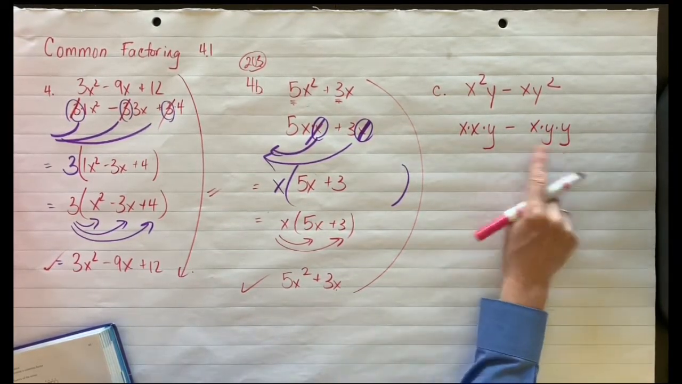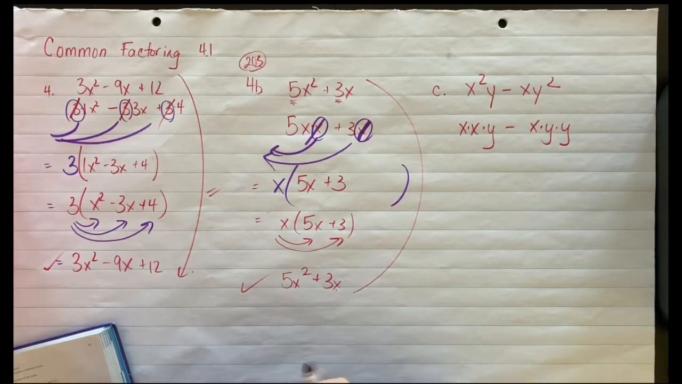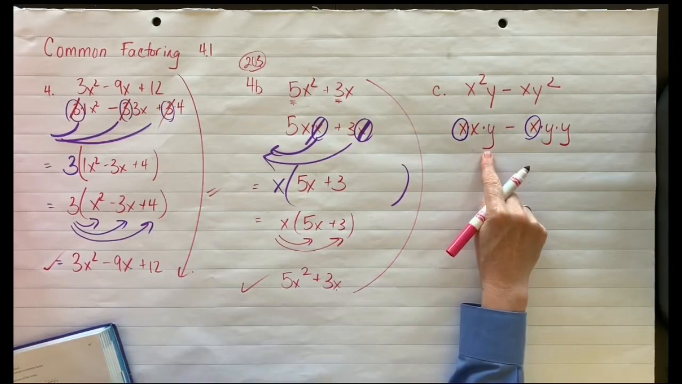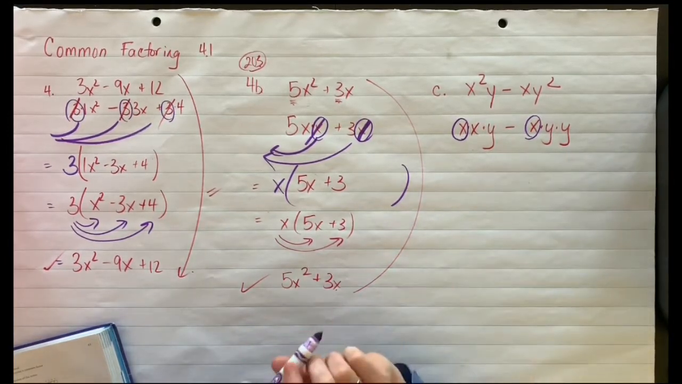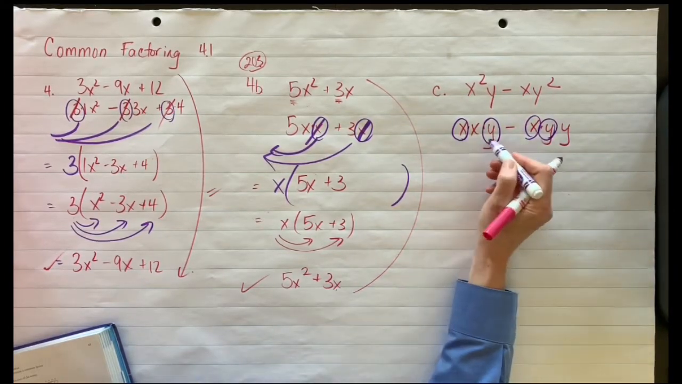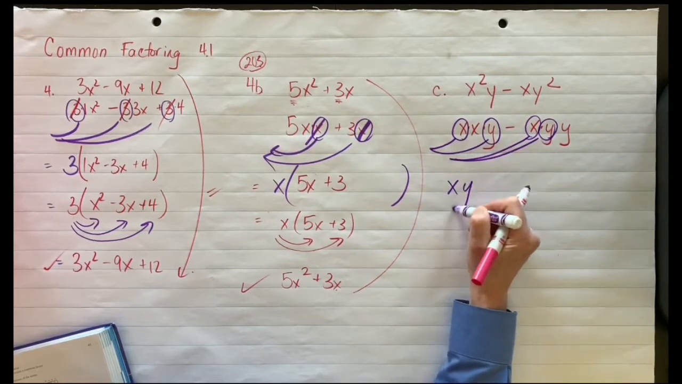So I take a look at these and I say this has two x's, this has one. The greatest amount I can pull out is an x. This has one y, this has two y's. I can pull out a y here and a y here. That means that the common factor I'm going to pull out is going to be xy.